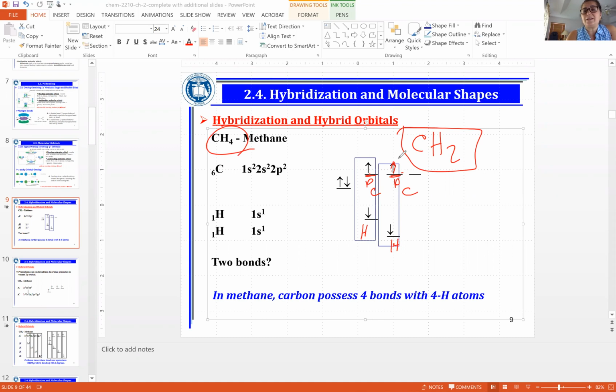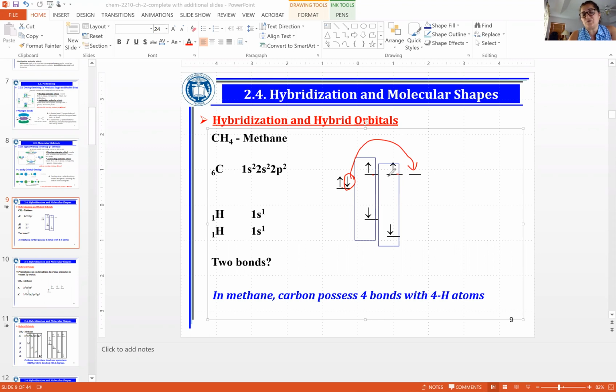So then the idea of hybridization came and said that if you excite this electron, if you give enough energy and you move it to the empty p orbital of carbon, now you are going to make four singly occupied orbitals. And that will allow the carbon to form four bonds.